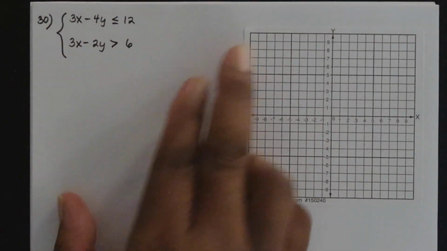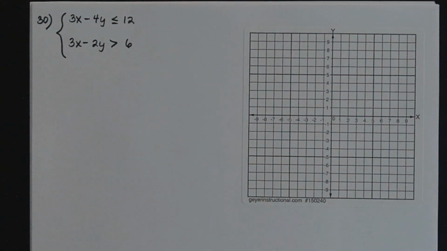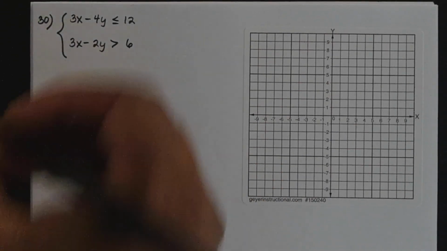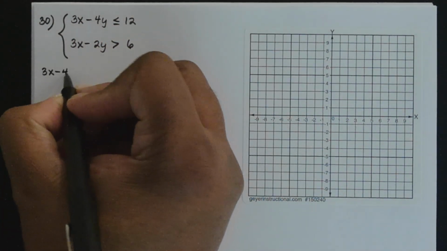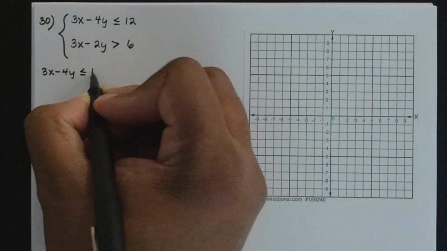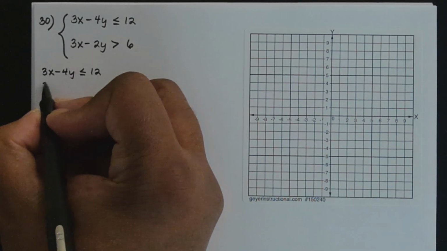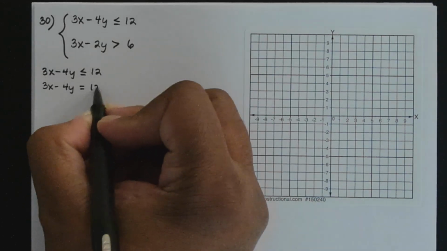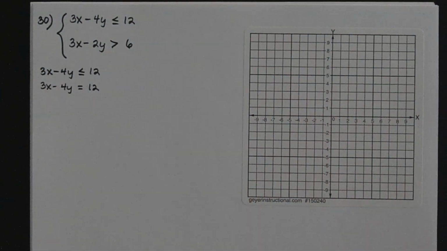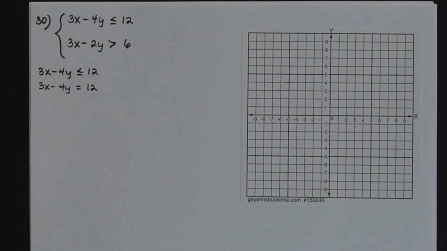All right, so the first thing I'm going to do here is deal with the 3x minus 4y is less than or equal to 12. We graph each one of these individually on the same coordinate plane. And I'm going to treat this as 3x minus 4y equals 12, because here I want to find what that graph is going to look like.